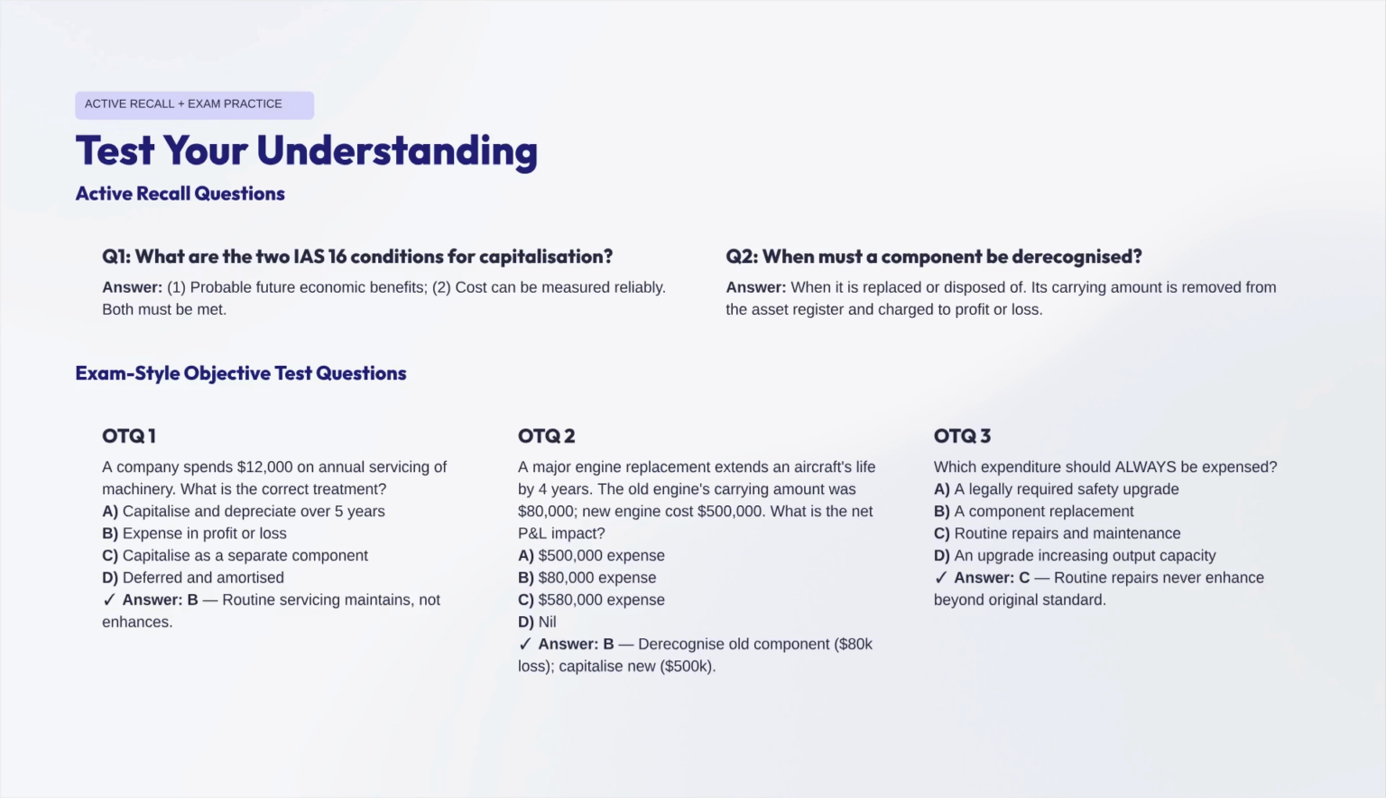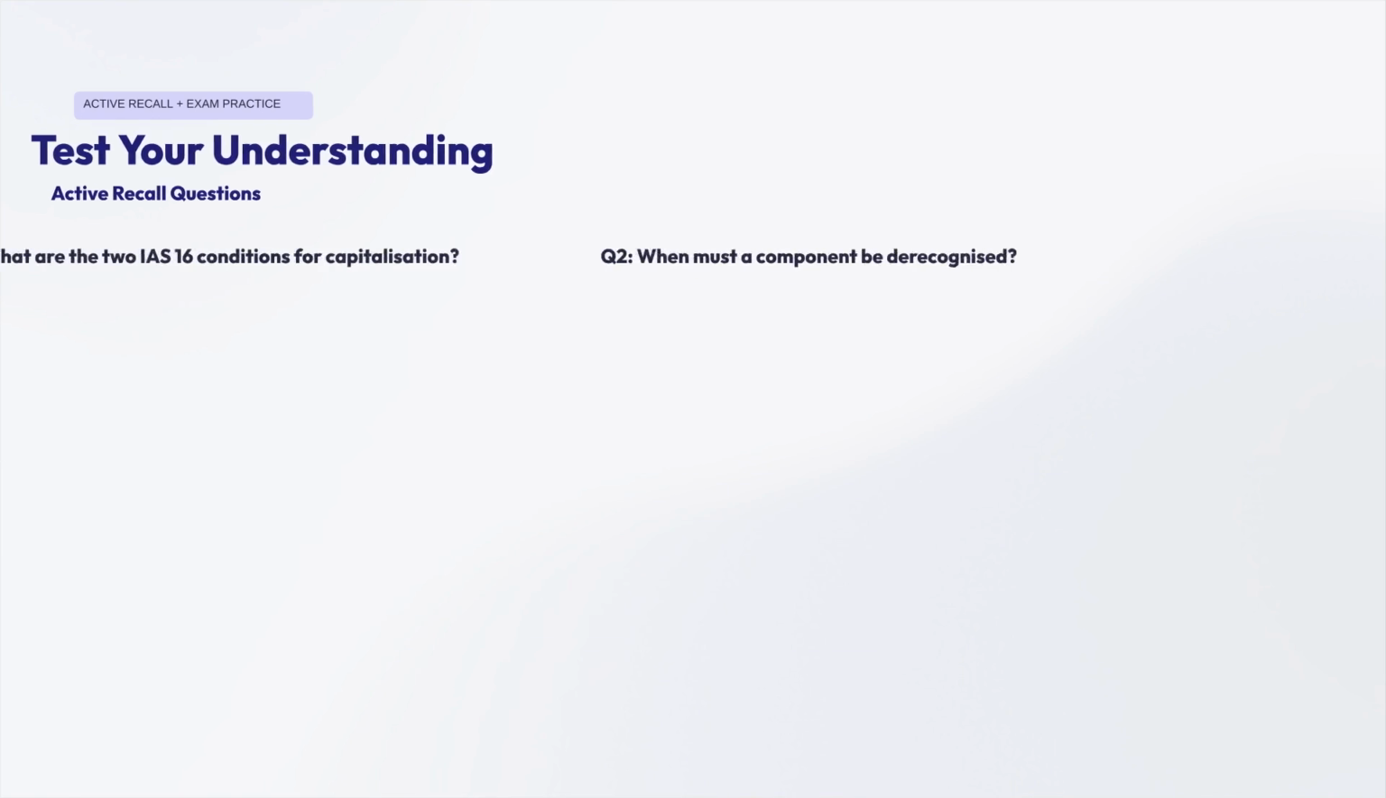And third, which expenditure should always be expensed? The answer is C, routine repairs and maintenance, because they never enhance the asset beyond its original standard. If those felt comfortable, you're in great shape. Let's pull everything together in the final summary.